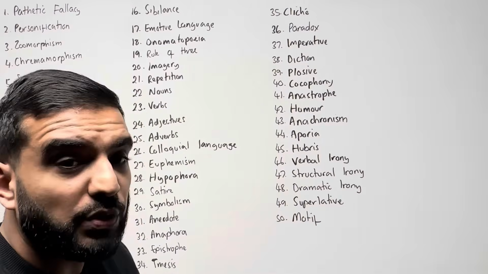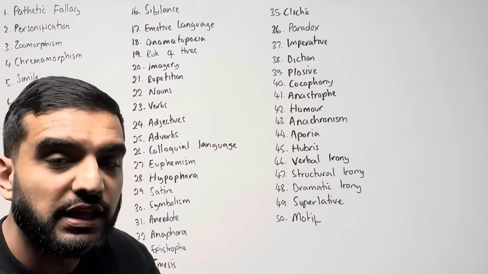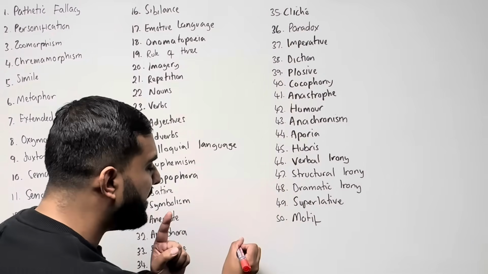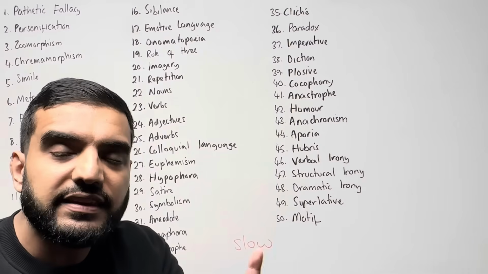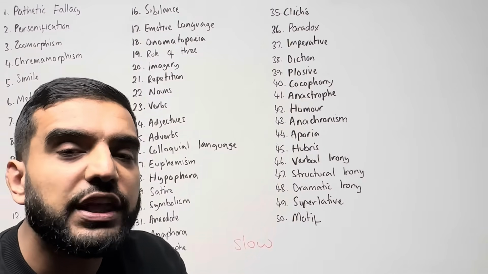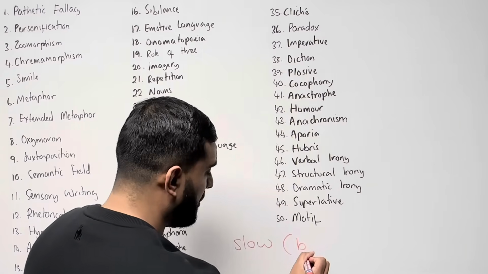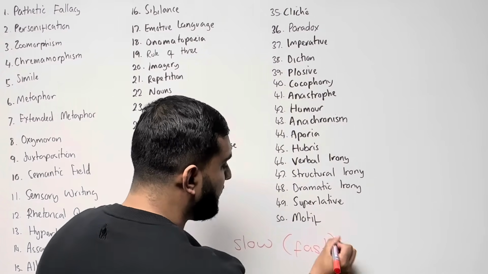Guys, the easiest way, and I'll do it over here, guys. The easiest way of creating an oxymoron is in 3 steps. Number 1, you think of a basic adjective. So for example, the word slow is an adjective. Then you think of the opposite of slow. What's the opposite of slow? The opposite of slow is fast.